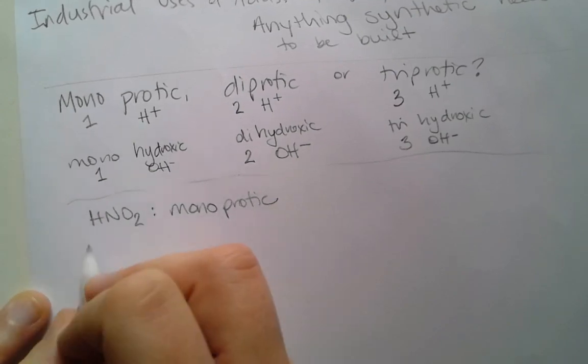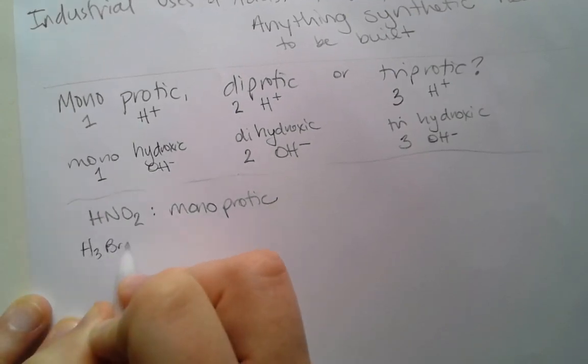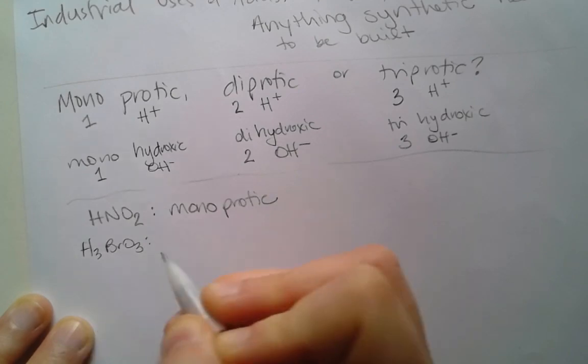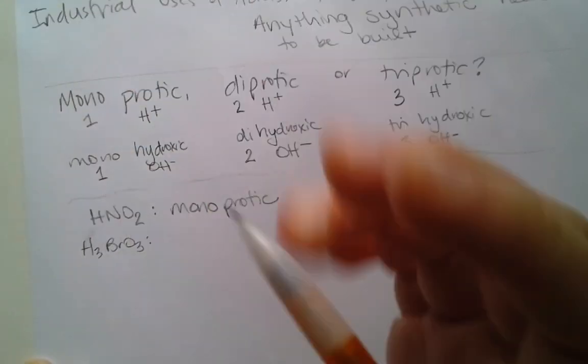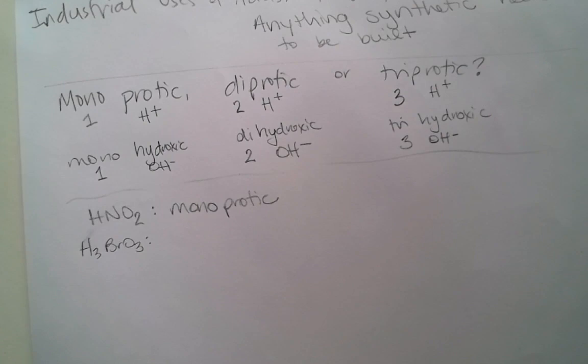H3BrO3. You'll start to notice that everything else in this particular moment does not matter. All we care about are the H's and the OH's. So does this start with an H or end with an OH? Yep, it starts with an H. How many H's? 3 H's. Triprotic.